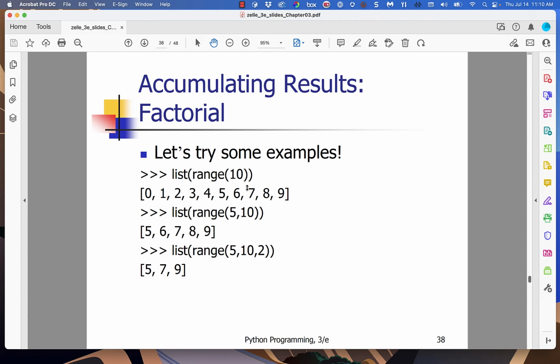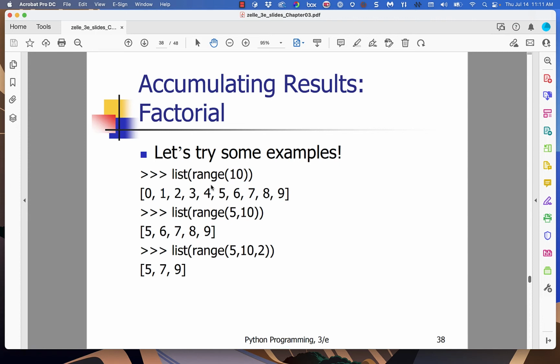Okay, range creates the sequence, but it's not formally a list. We'll learn when we get to chapter 5 some of the properties of a real list type. So range is a sequence, list is a sequence. They've got slightly different operations. So we're going to be a lot more familiar with lists than we are with ranges. So that's why we're converting it to a list.